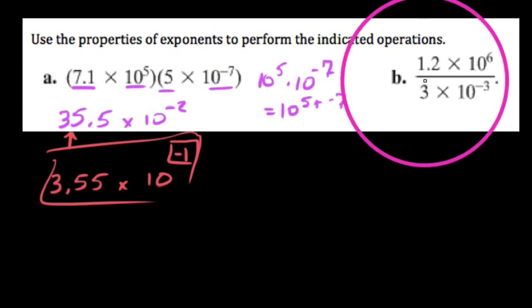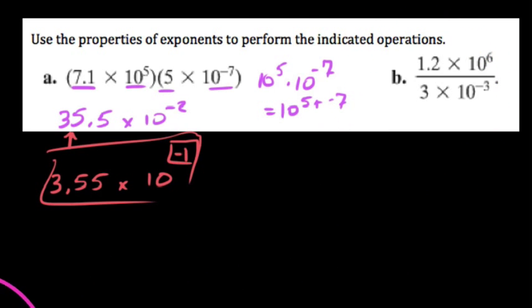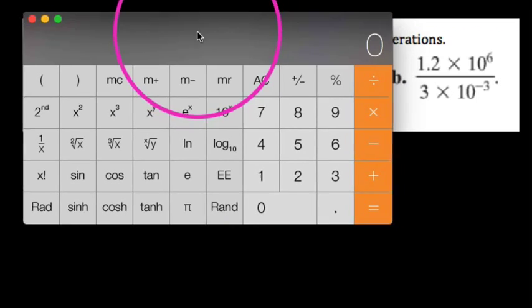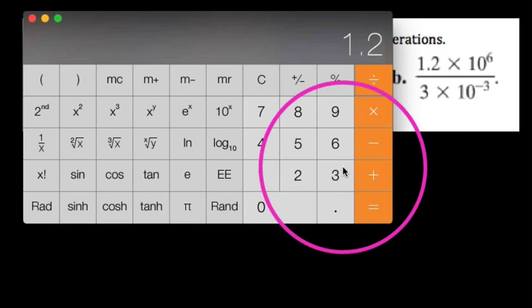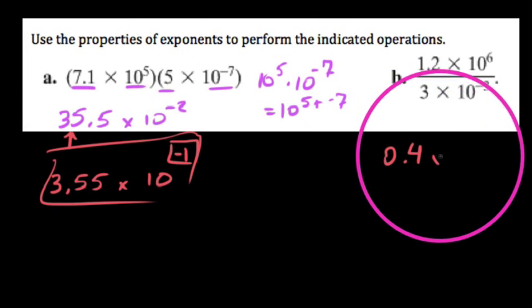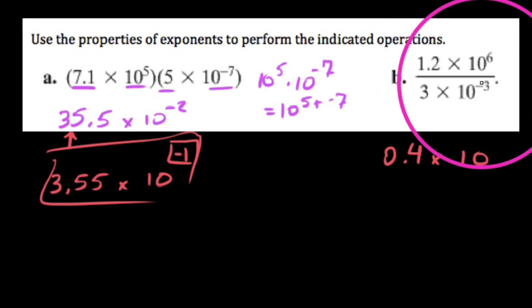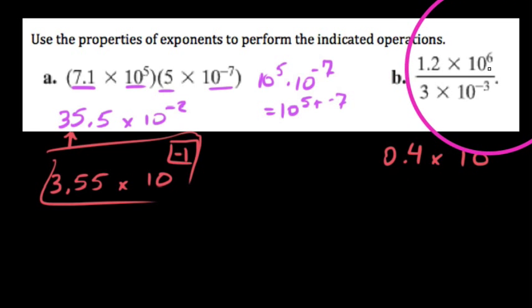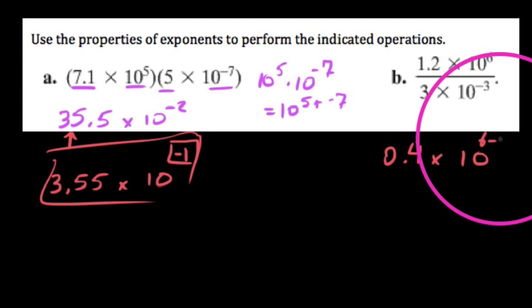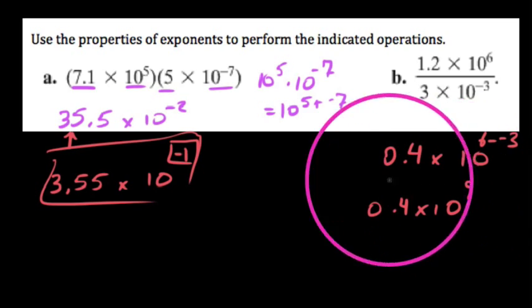And likewise, when we divide things like this, we're going to say 1.2 divided by 3. I can get a calculator out here. 1.2 divided by 3, we're going to get 0.4. So we get 0.4 times 10 to the what? Using our rules of exponents again, the quotient rule says we take the bottom exponent away from the top exponent if these have the same base. So 10 to the 6 over 10 to the negative 3 is 10 to the 6 minus a negative 3. 6 minus a negative 3. So in other words, we get 0.4 times 10 to the positive 9 right here.